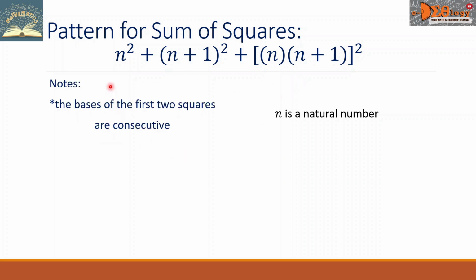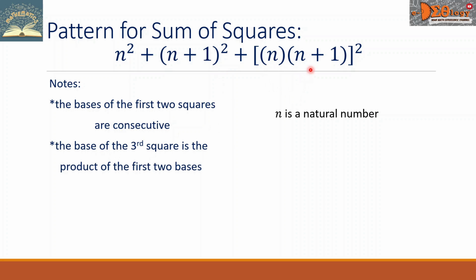Let us see more notes. The bases of the first 2 squares are consecutive. We are referring to this first base, which is n, and then n plus 1 as the second base. Now the third base is the product of the first 2 bases. So n times n plus 1, that is squared.